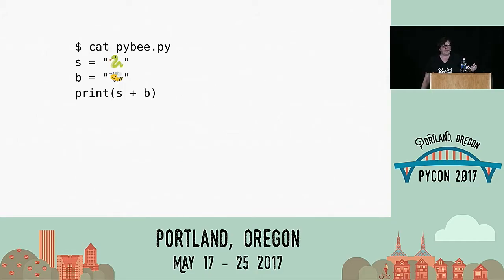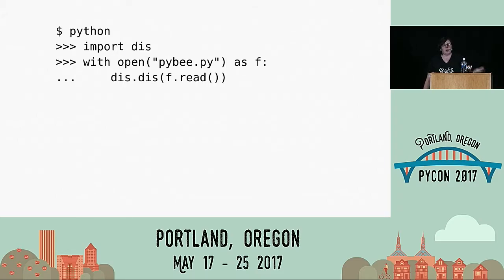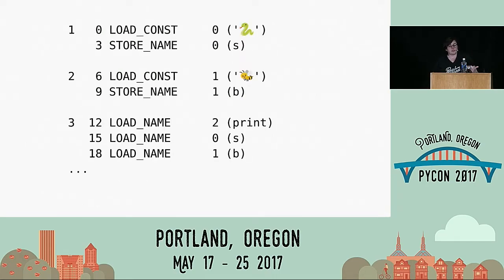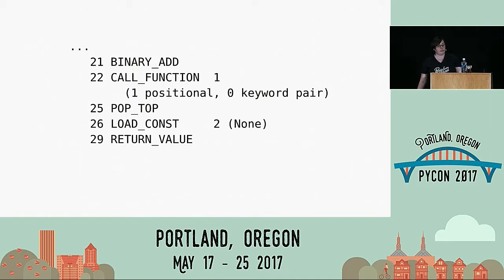We can take this a little bit further. If we have a file that has two variables, not just one, we have s, which is Snek, and b, which is a bee, and we want to print the concatenation of those two. If we import dis again, we open up the file and we ask it to read the disassembled code. We end up with something like this. We have the first line, which is one variable, the second line, which is another variable, and then we load print, we load s, we load b, and then we have a binary addition. We call a function, we get the result of the function, and then we load a constant and return, and we do interesting things. This is all CPython does under the hood.